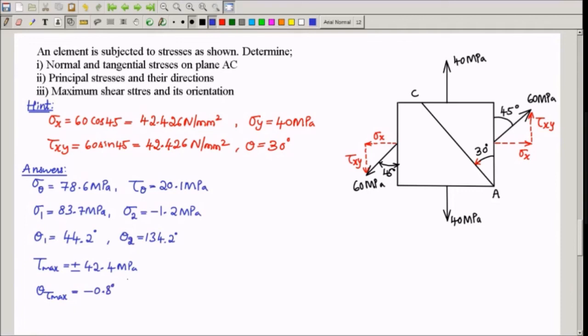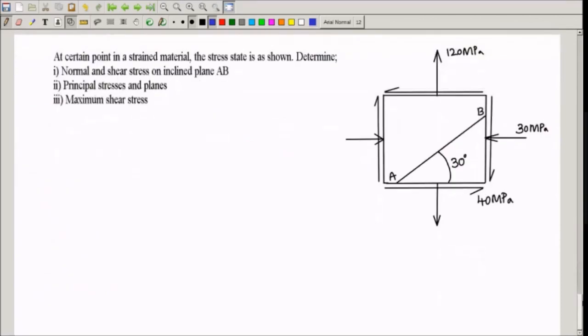You please try to solve this. This is another problem which you can try. Here also I will give you the hints. Observe the theta is given here with respect to horizontal. If this is 30 degree, what will be this angle? This will be 90 plus 30. This will be 60 degree.